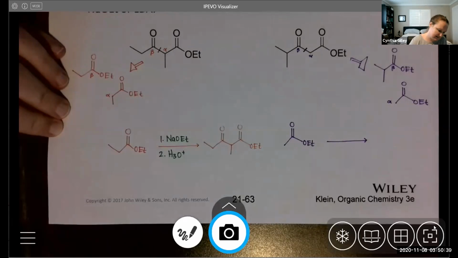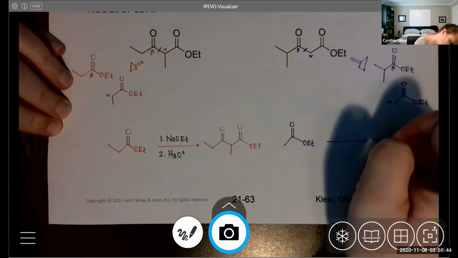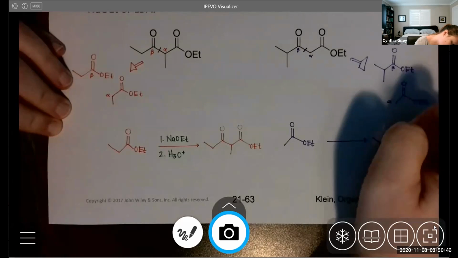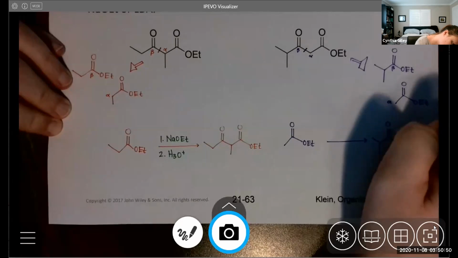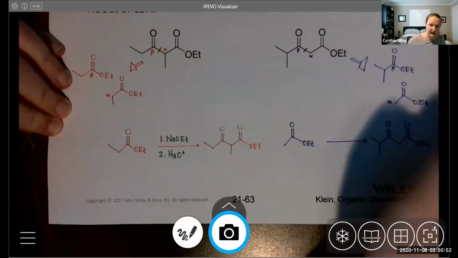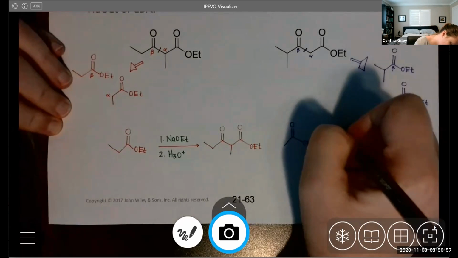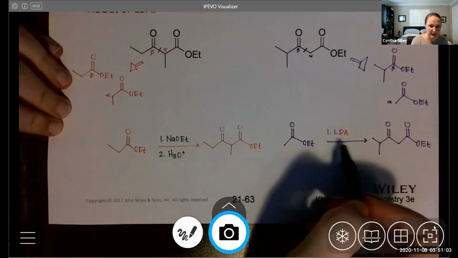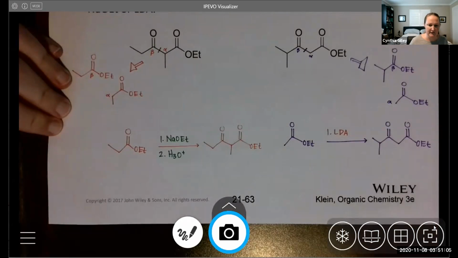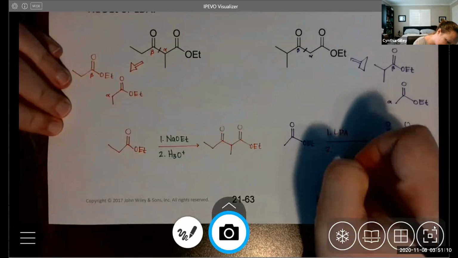So it is best then to just sketch in the product first and then worry about the reagents. We're going to use LDA. And even though this is done typically at a very cold temperature, the book doesn't put that information over the arrow, so I'll just go ahead and leave that out. Followed by dropwise addition of the second ester.